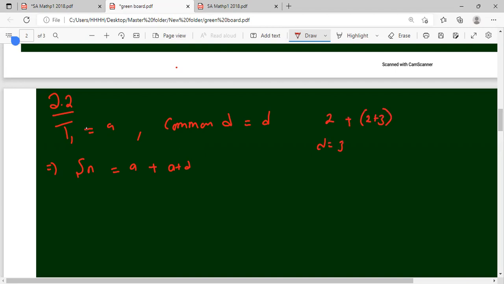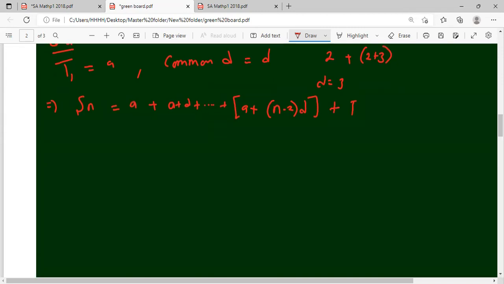So on and so forth. We say plus, plus, maybe even dash dash plus. If we keep on moving like that, we are going to have A plus the term itself minus 2 common differences, then minus the common difference, plus the last term. Let us call this equation 1.